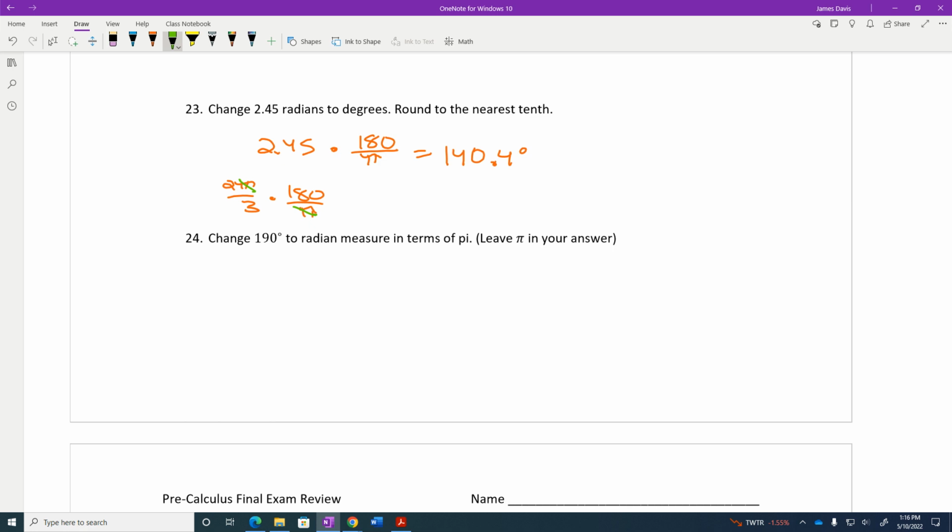All right, in the next one, we're supposed to change this degrees to radians, so that's going to be flipped. We're going to do 190 times pi over 180. It says leave it in terms of pi, so we're not going to be multiplying it. We're going to write it as 190 pi over 180. The zeros cancel. And then we're left with 19 pi over 18. And that's as good as we can do.